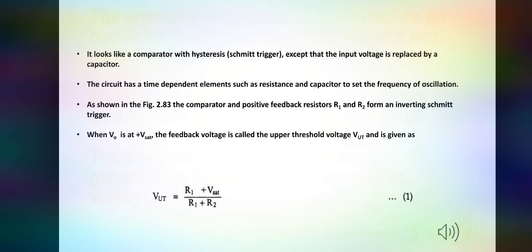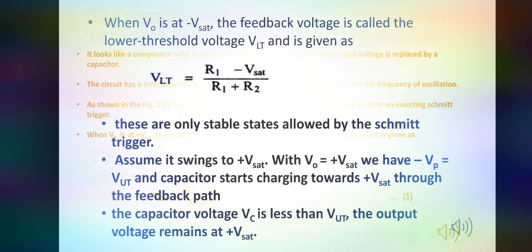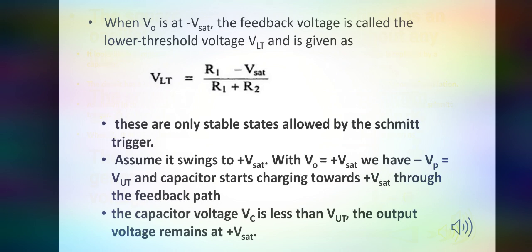When V0 is at positive saturation voltage, the feedback voltage is called the upper threshold voltage, and the formula of VUT is R1 times V saturation by R1 plus R2. When V0 is at negative saturation voltage, the feedback voltage is called the lower threshold voltage VLT, and its formula is minus R1 times V saturation by R1 plus R2.